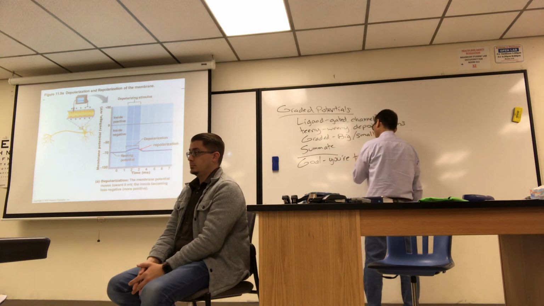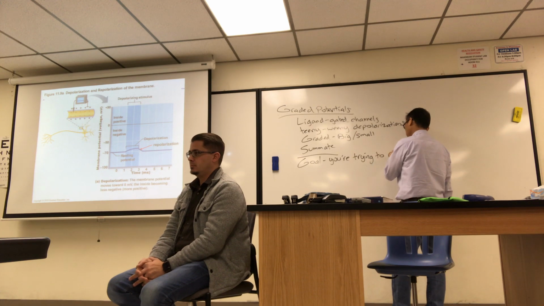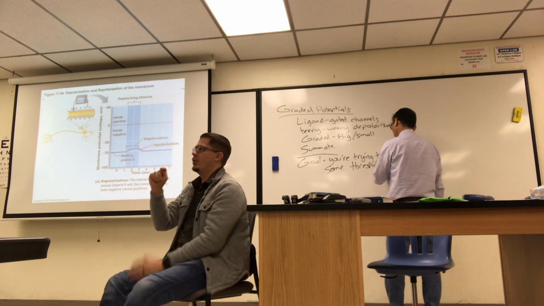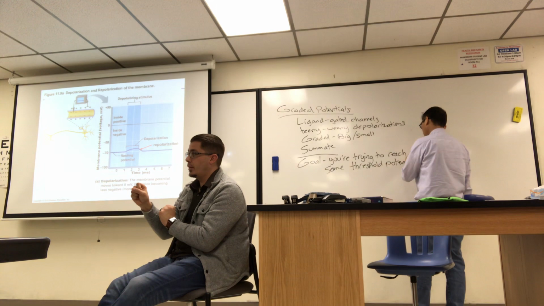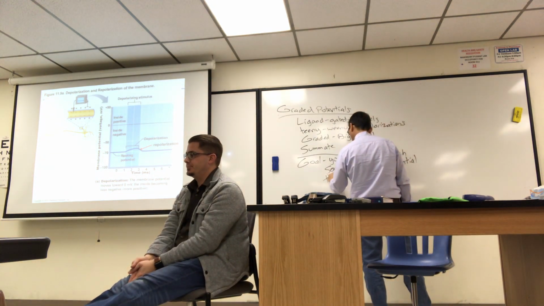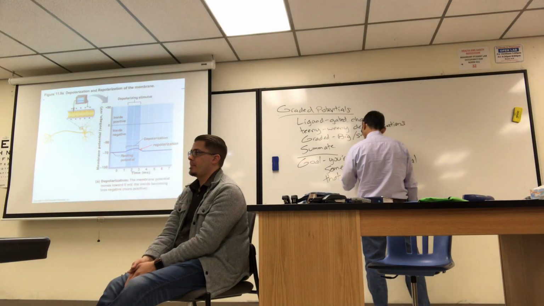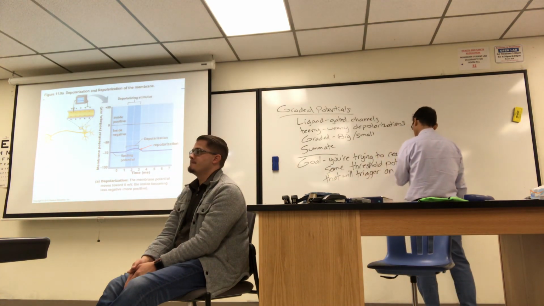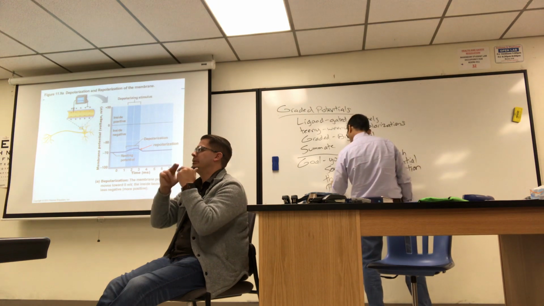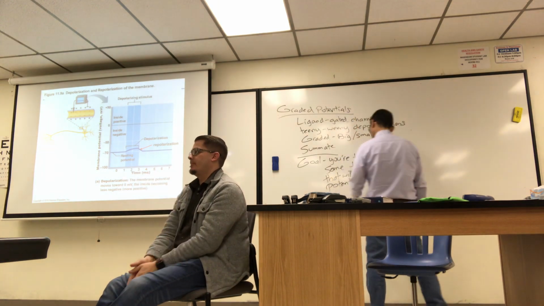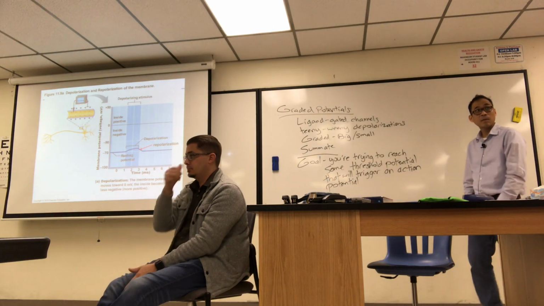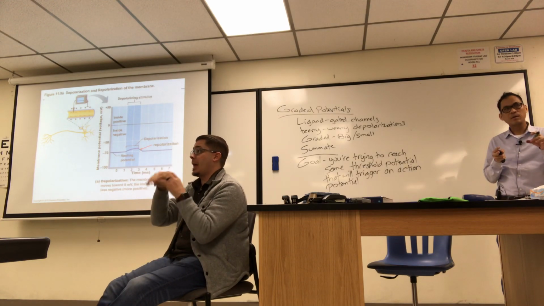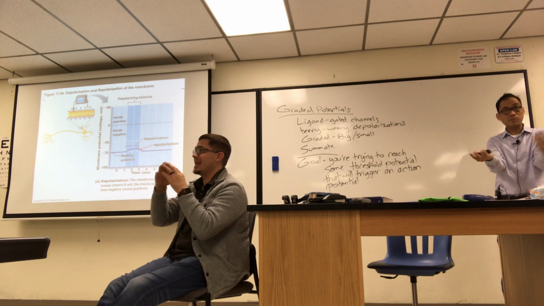You're trying to reach some threshold potential that will trigger a full-blown action potential in the axon. Because remember, the axon, is that the area of input or output? The axon. That's the area of output. You're trying to get that going so that cell is stimulated and will stimulate the next cell.